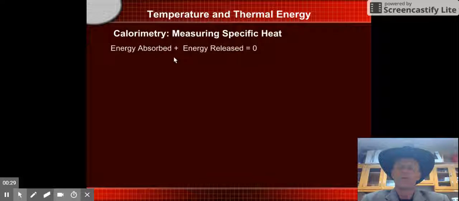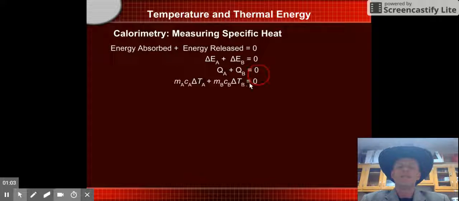I'll talk about those terms in a minute. But remember, energy can't be created or destroyed. So the energy absorbed by maybe the metal, and the energy released by the water have to add to zero. Energy can't be created or destroyed. It's moved from one object to another. So if both these energies were heat energies, Qs, then the heat energy of maybe item A, which could be the water, plus the heat energy of item B, which could be the metal cylinder, have to add to zero.